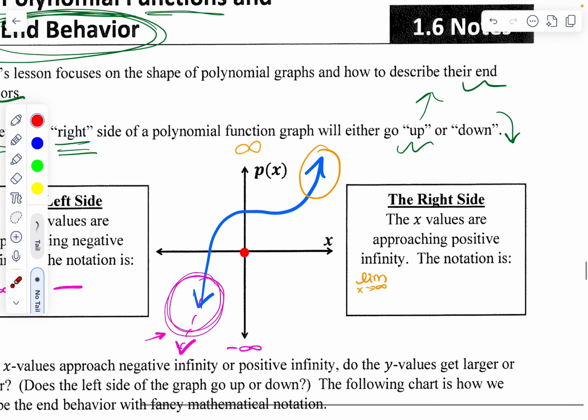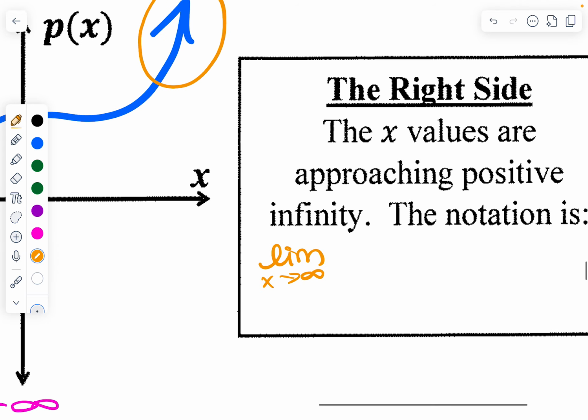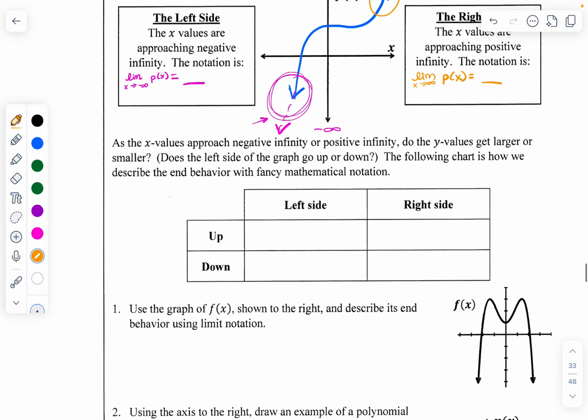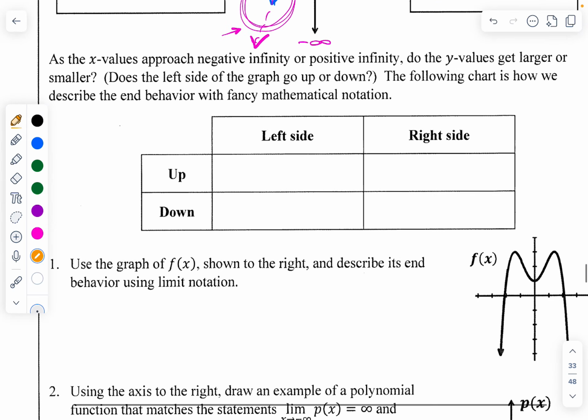As we see it's going to the left, we see x is approaching negative infinity, and it'll be going down. But the way that we describe that is we say, hey, the limit as x approaches infinity of p of x is, and then we'll put whatever the value is. So that's how that generic notation will go.